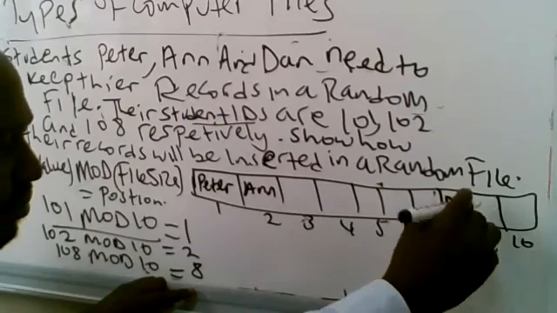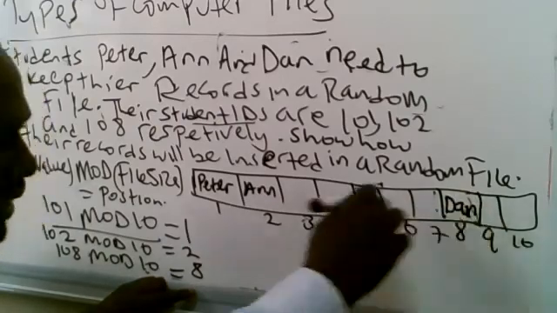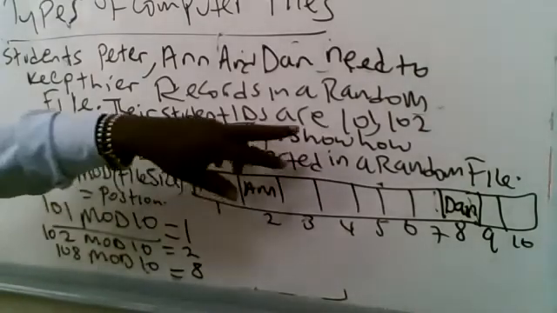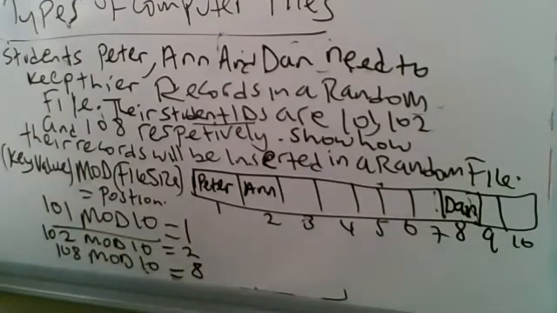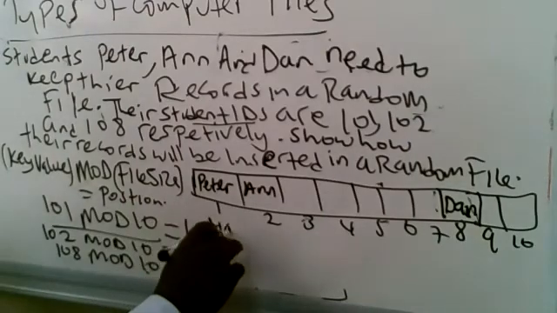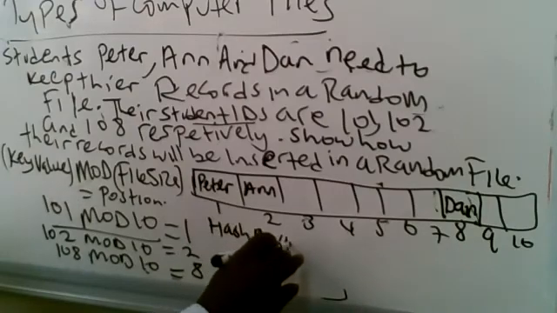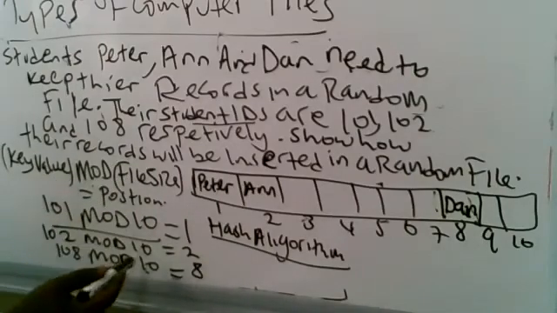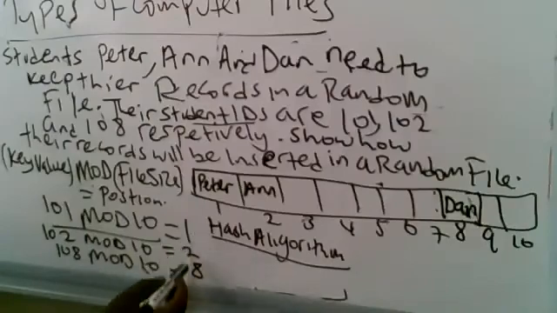I think you're seeing now. We are keeping the records randomly. However, in order to calculate the positions where the records should be, we are using the primary key values to calculate the positions. So what we are doing basically in computer science is this. To get the position where to put a record in a random file, we get the key value and we apply what we call a hash algorithm. A hash algorithm is a formula, just a formula like this: key value modulus this. It's called the hash algorithm to give us the positions.